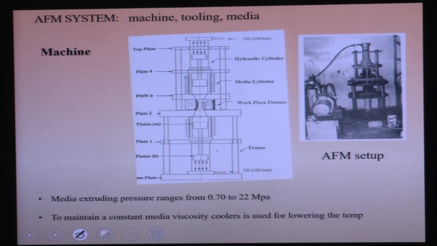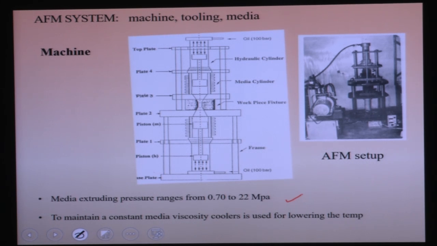This is another schematic diagram of abrasive flow machining. In this setup you can see the machine, tooling and media here. Okay. So, the media pressure here they have considered 0.7 to 0.22 megapascal. To maintain the constant media viscosity, coolers are used for lowering the temperature.